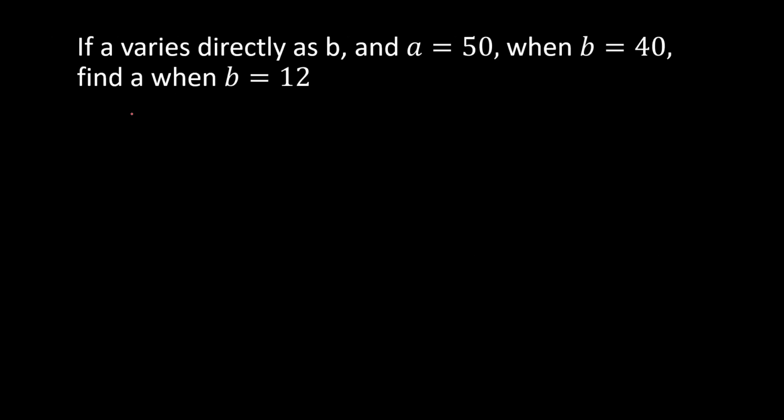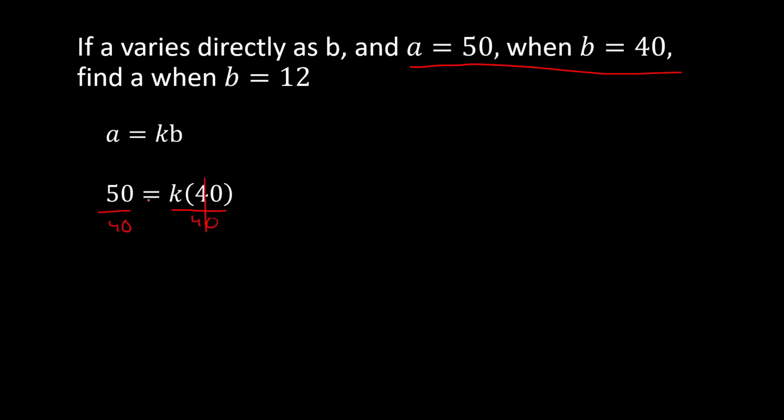So here's another example. We have a varies directly as b. So first off, the equation is a equals k times b. And so using that equation, we're told that a is 50 when b is 40. Find a when b is 12. So I plug in scenario 1. A is 50 when b is 40. What is the relationship between 50 and 40? So plug those in for a and b into the equation. Solve for k by dividing both sides by 40. So k would equal 50 over 40, which can reduce to be 5/4.